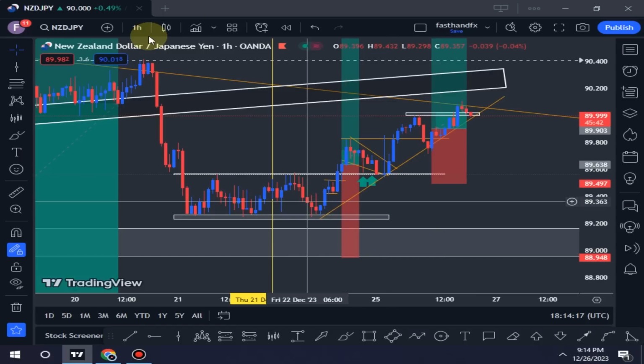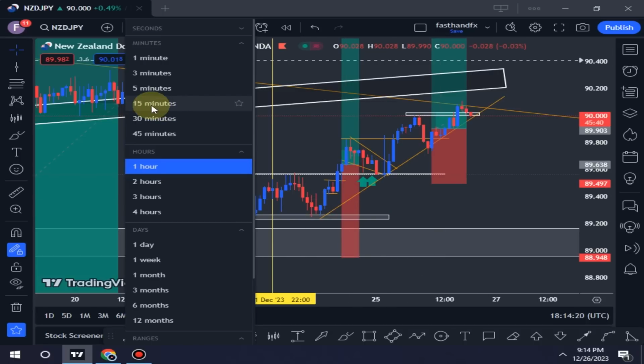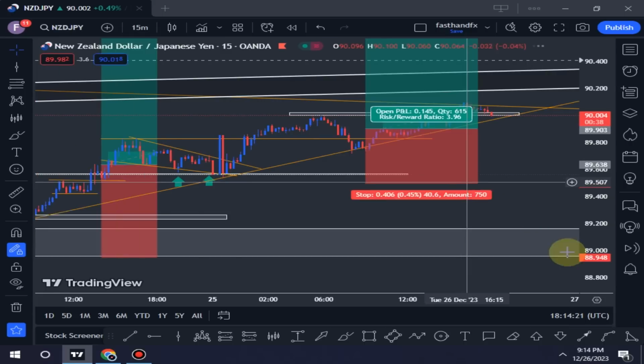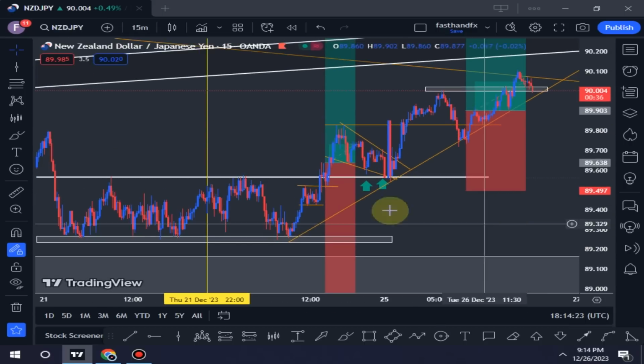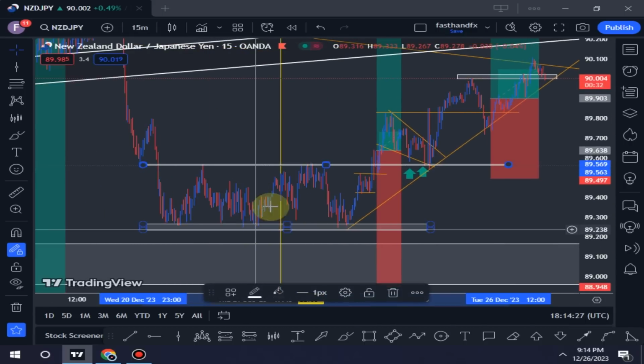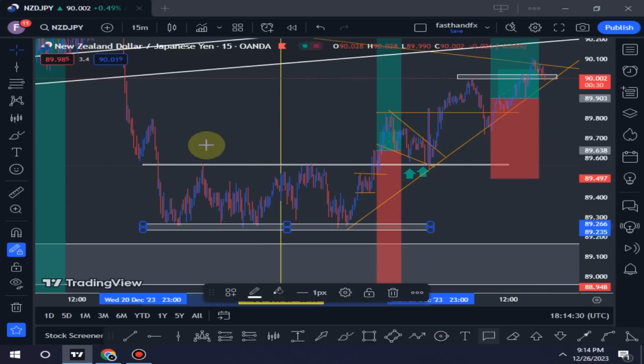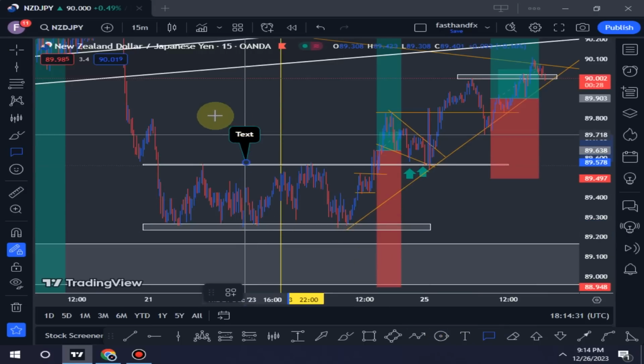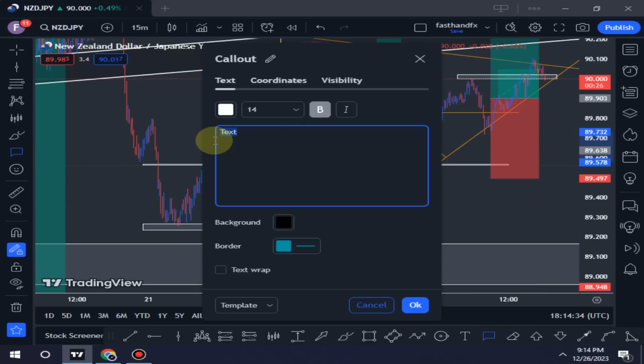What do I mean? Let me take it to the 15, baby. If this was our resistance line right here, this was the support. As usual, we talk about demand and supply zones. So let me call this a supply. That's the supply zone right there.